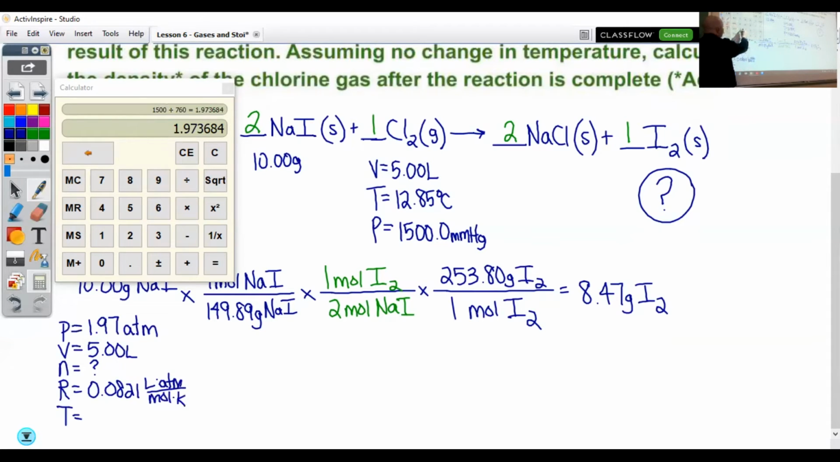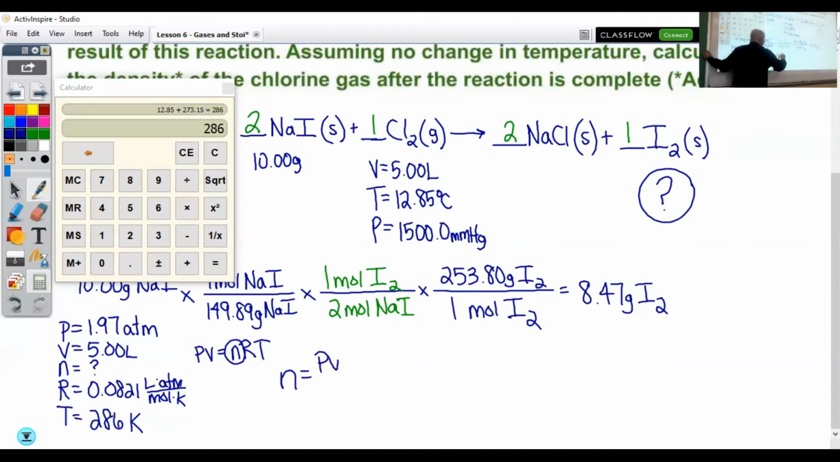And our temperature is going to be 12.85 plus 273.15 for a total of 286 Kelvin. We start off with our equation PV equals nRT. We know that we have to solve for n. So n is going to be equal to PV divided by RT.